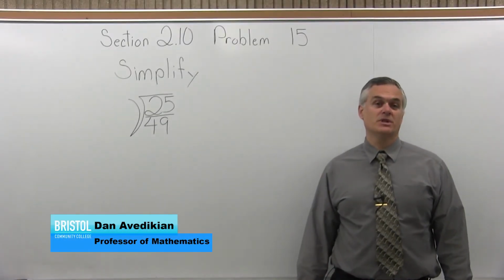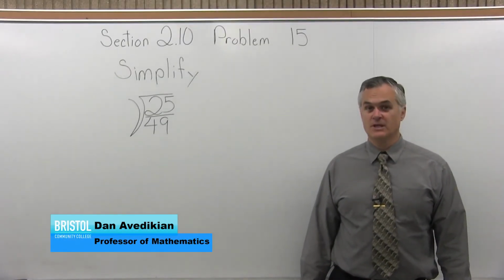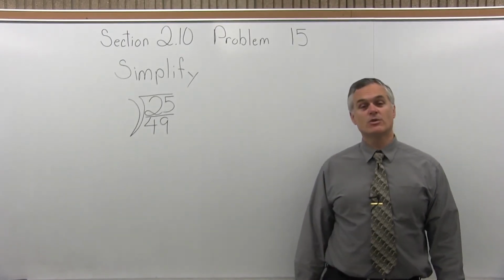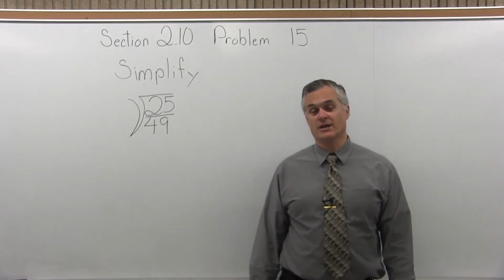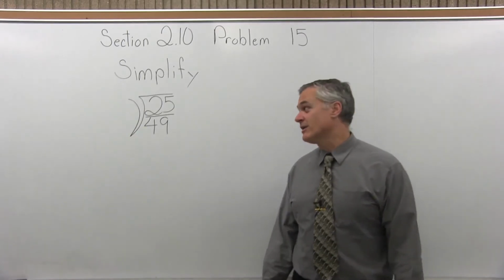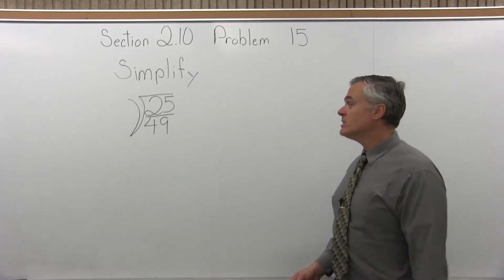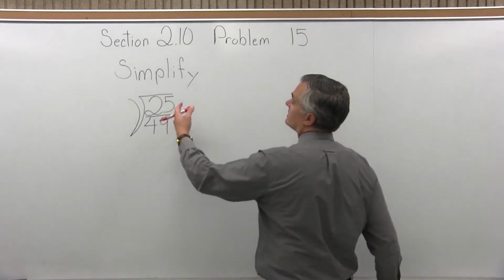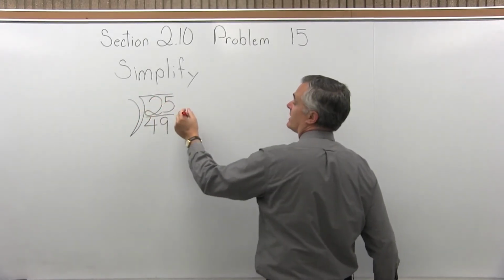This is Section 2.10, Problem 15. It says simplify, and we have the square root of 25 over 49. Now, this looks kind of bad. You have a fraction with a square root, but it's really not that bad. You want to know what number times itself is 25 over 49.